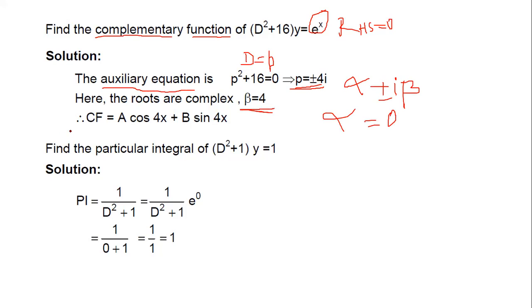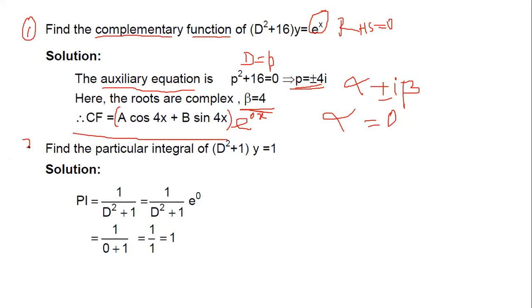So when beta equal to 4, the complementary function is a cos 4x plus b sin 4x. Actually here e power alpha x is there, e power 0 x. But e power 0 is 1, so no need to write that. Here we are skipping one step. It is the complementary function. That was the first problem.